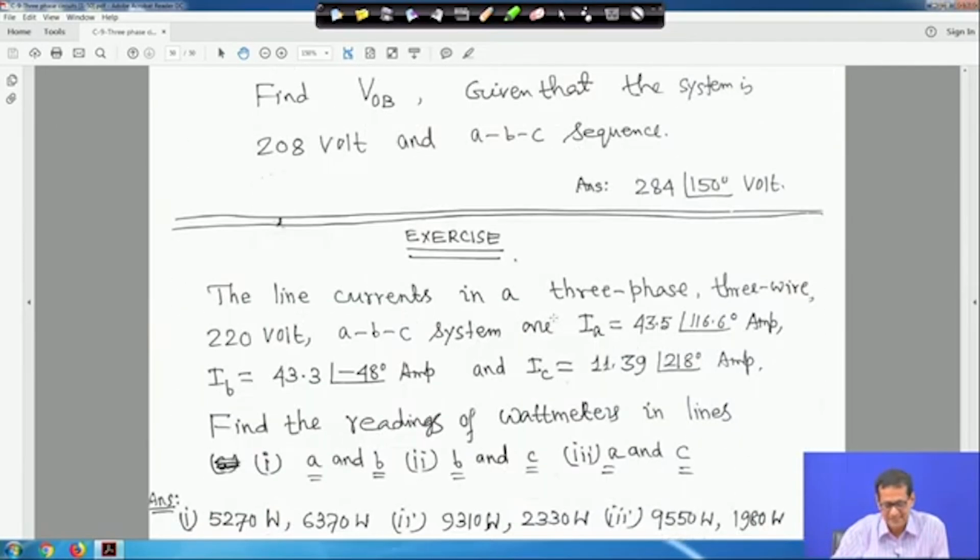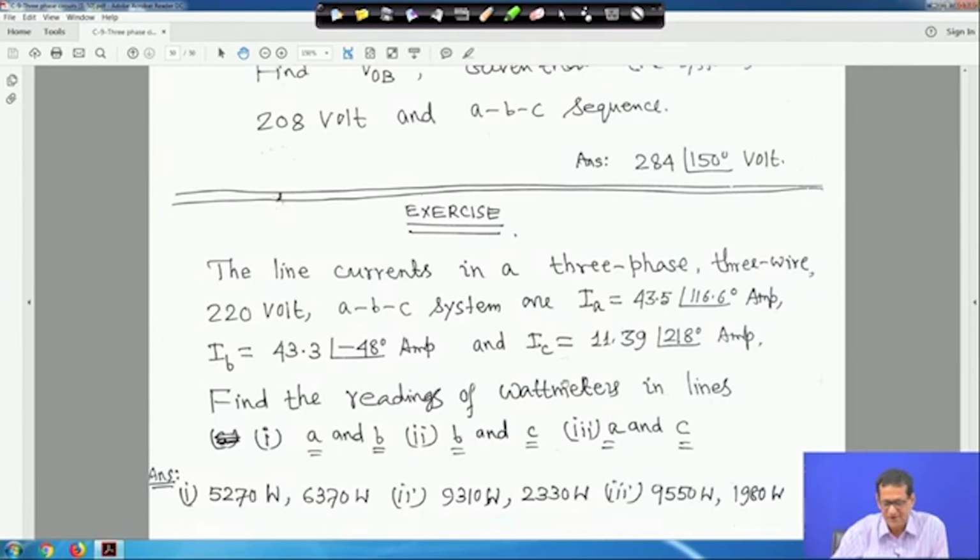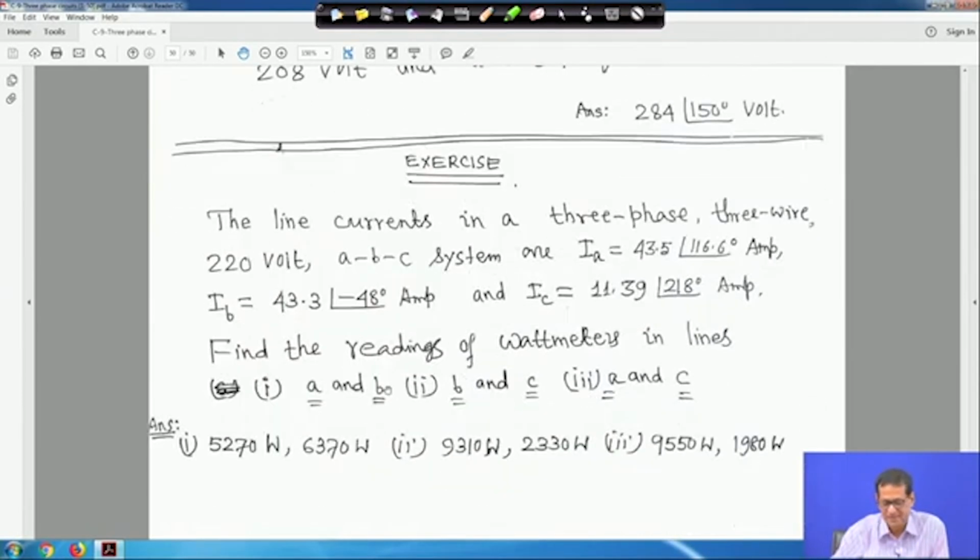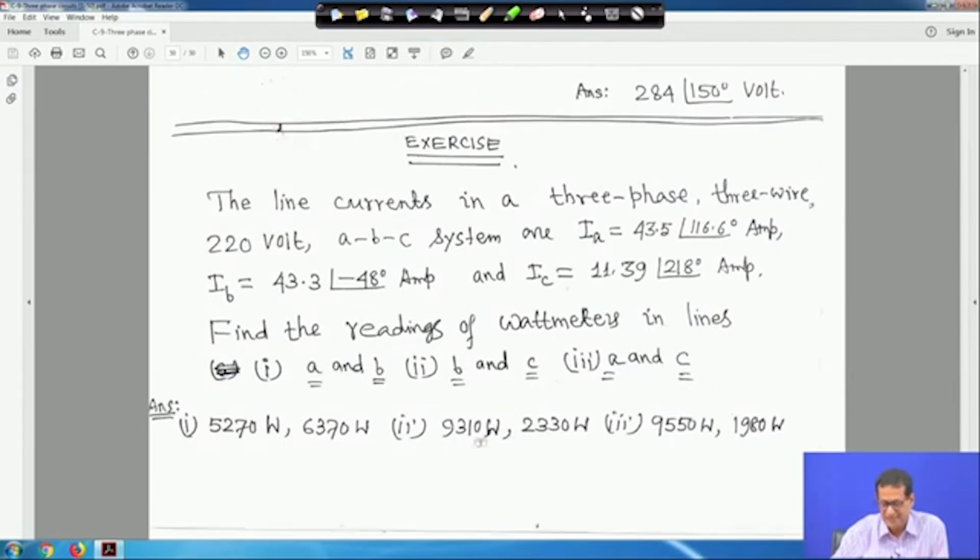Another exercise: the line currents in a 3-phase 3-wire 220 volt ABC system, IA, IB and IC are given. Find the readings of the wattmeter if you connect it in lines A and B, then in B and C, and then in A and C. All these answers are given, and you find out why these readings are different.